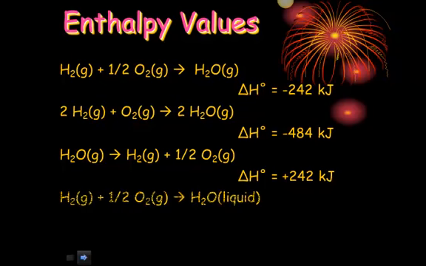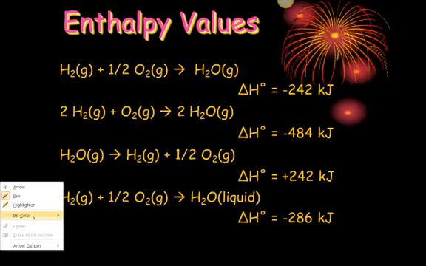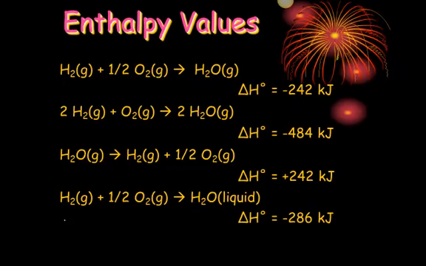And in this last reaction, we have what appears to be the same reaction as the first one, except we're making liquid water instead of gaseous water. And again, the enthalpy values depend on the phases of the reactants and products. So this one has an energy change of negative 286 kilojoules. So when you are manipulating reactions in order to use Hess's law, you have to remember to do the same thing to the delta H value.